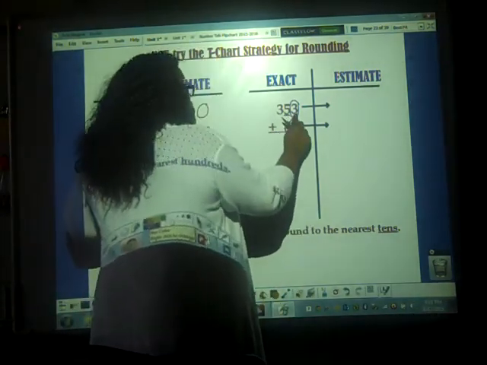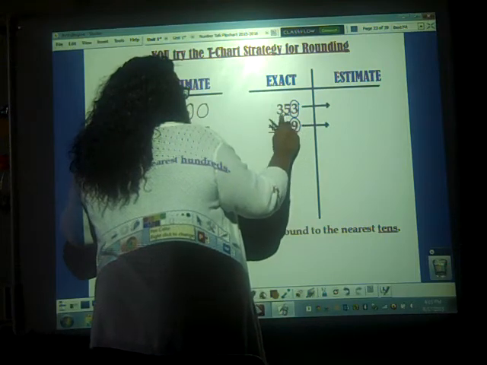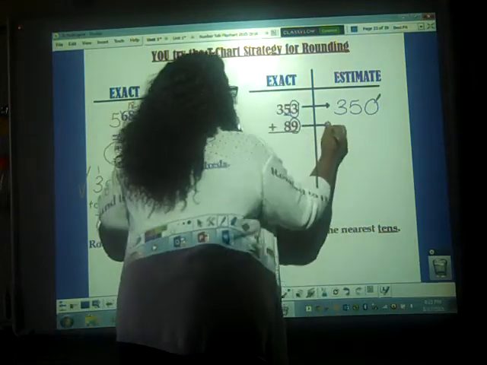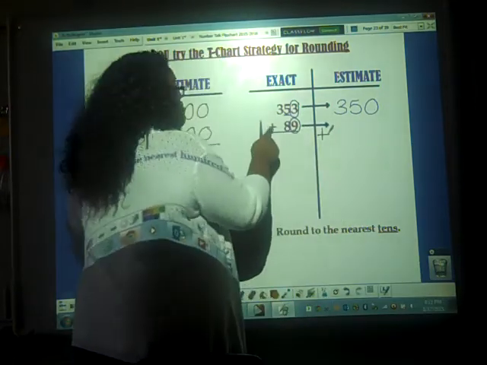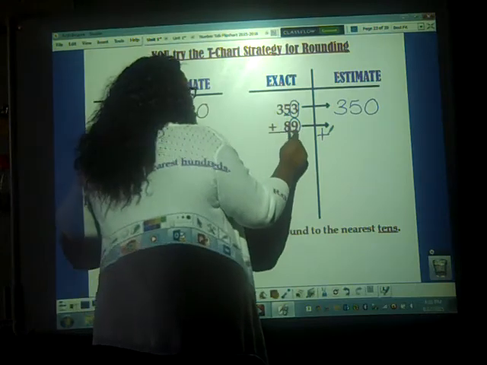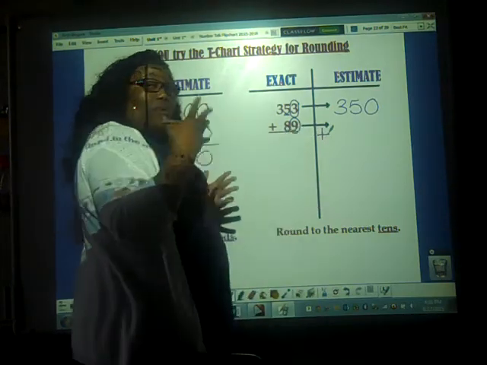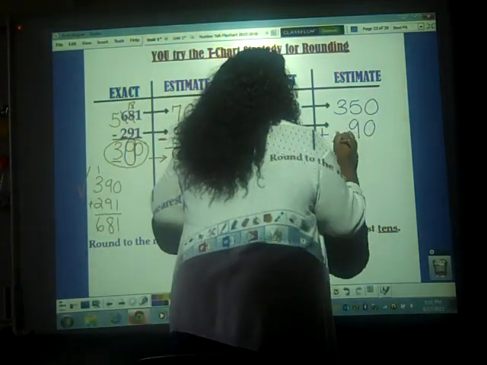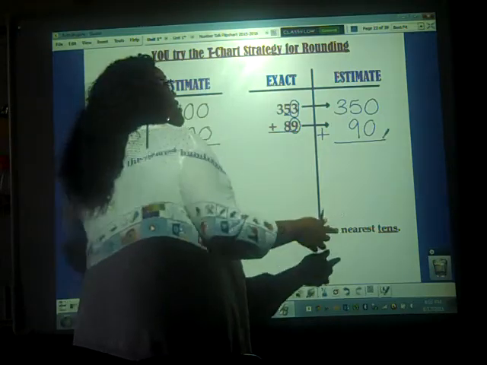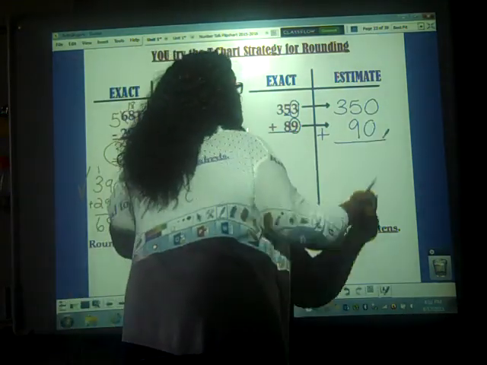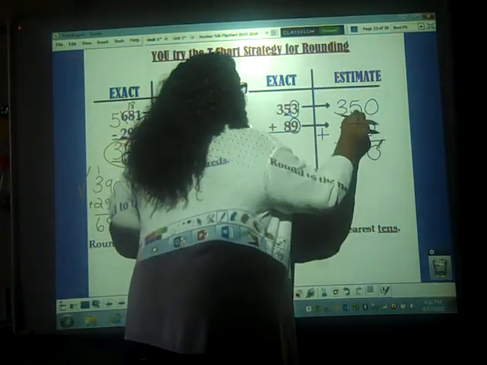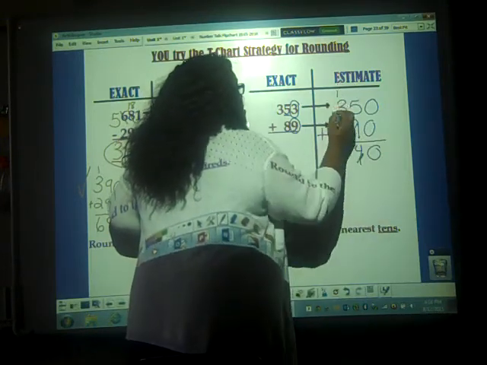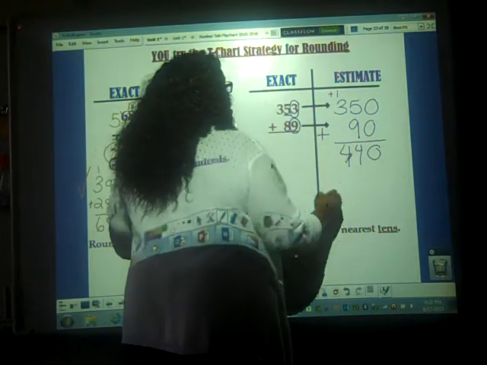353. Well, 3 is less than 5, so this 5 is going to stay the same. So we're going to let it rest. That translates to 350. And we're adding, so do not forget to put your addition sign. 89. Well, 9 is more than 5, so 5 or more raise the score. This 8 now becomes a 9 because that circled number is more than 5. So now we're going to add this up together. 0 plus 0 is 0. 9 plus 5, 14. 3 plus 1 is 4.